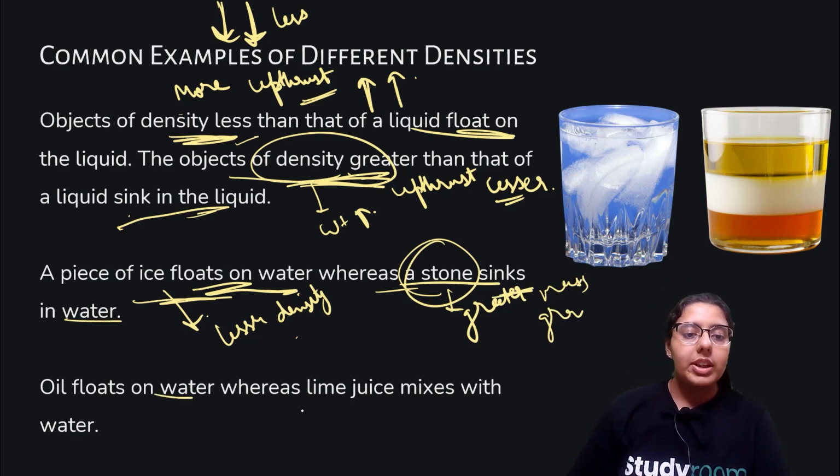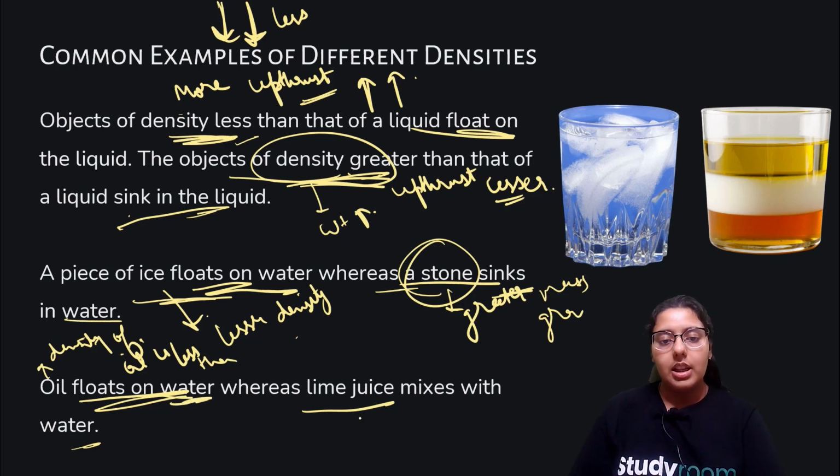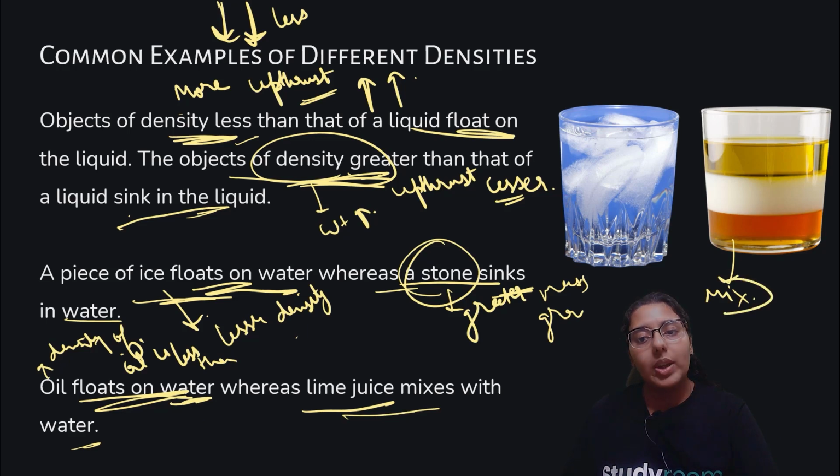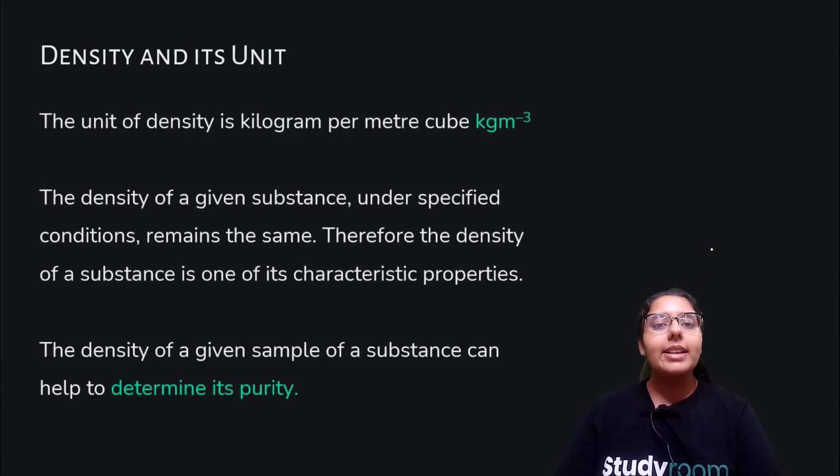Oil floats on water, whereas lime juice mixes with water. Why does oil float on water? What does that mean? That the density of oil is less than the density of water. Whereas lime juice mixes. If lime juice is mixing with water, what does that mean? That both have the same density. So they mix.